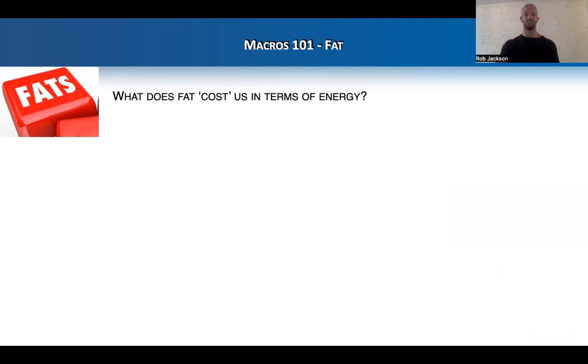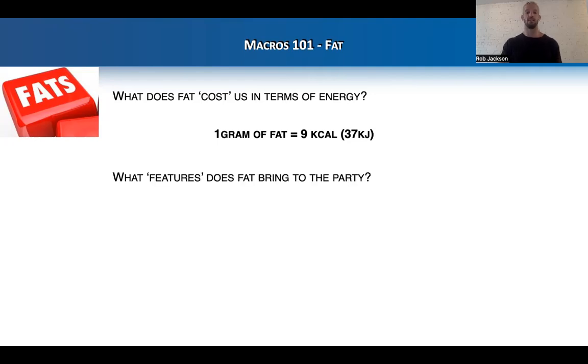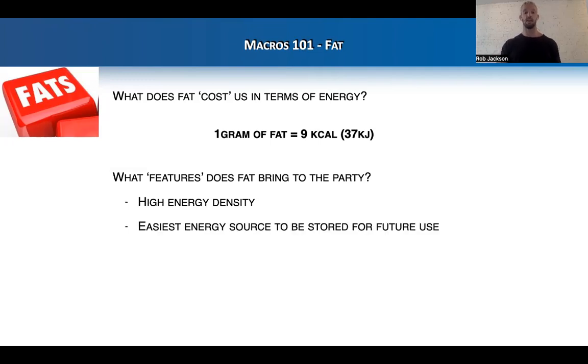Now, what does fat cost us in terms of energy? Well, 1 gram of fat is 9 kilocalories, or 37 kilojoules. So compared to protein and carbs, which is 4, we're looking at 9 calories per gram of fat. So it's obviously high energy density. I don't have to eat a lot of fat to get quite a large amount of energy, 2.25 times the amount compared to protein and carbs.